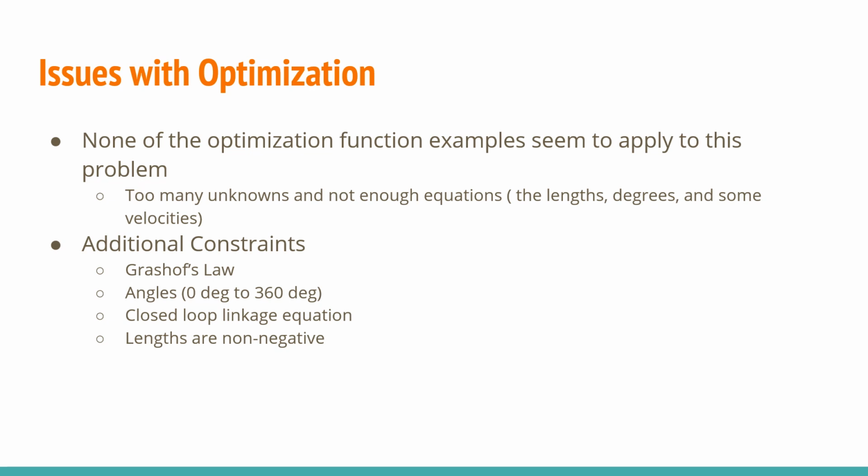The unknowns are the lengths of the linkages, the degrees at which they're moving, and then also the other velocities besides the one I am trying to minimize, either the velocity at point 3 or 4 specifically.